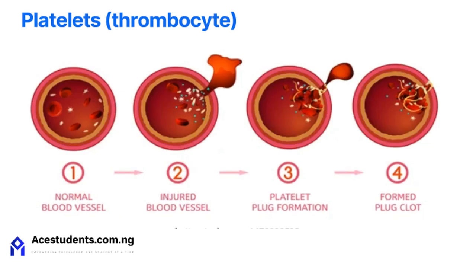When an injury occurs, bleeding starts. Platelets move to the site of the wound. A fibrin mesh forms and traps blood cells. Finally, a clot is formed, sealing the wound and stopping bleeding.